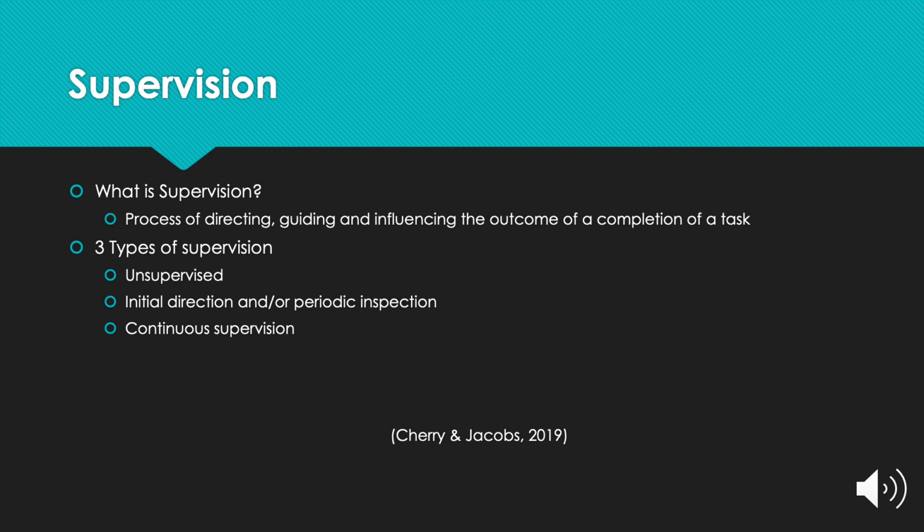There are 3 different types of supervision. You have unsupervised. That's when an RN is working with another RN. Both are responsible for their own work. Initial direction and or periodic inspection: the RN supervises a licensed or non-licensed caregiver. They've been working together a while. The RN knows their training and has a working relationship with the unlicensed caregiver. Continuous supervision is needed whenever you have a new working relationship or the caregiver is needing very frequent assistance.